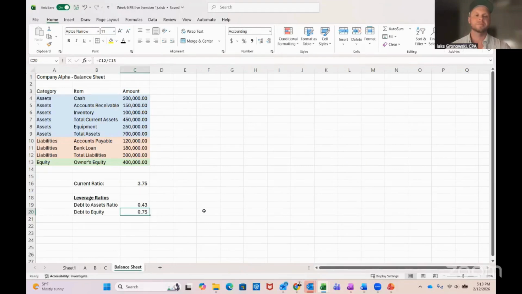So if our equity was much below the amount of liabilities that we had on the balance sheet, that would be high, and it would suggest that the company's obviously highly reliant on debt. If it was a lower ratio, which would be kind of less than 0.5, it would suggest that the company had low debt and more equity.